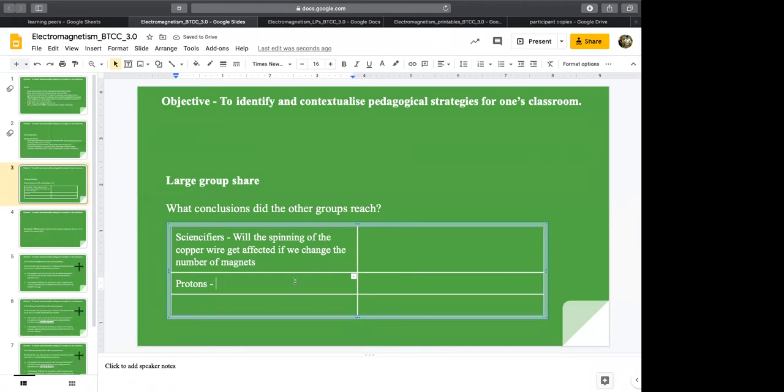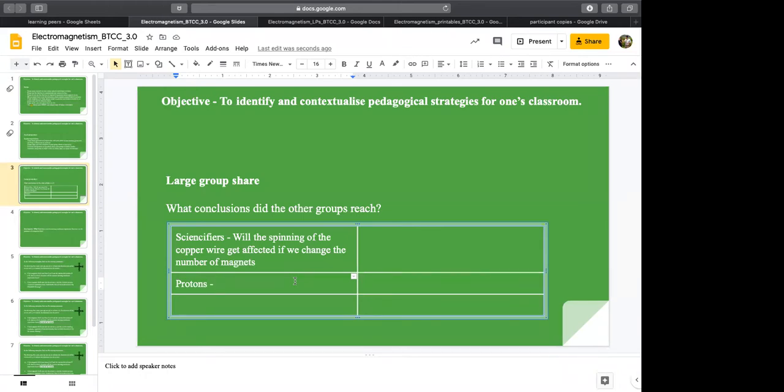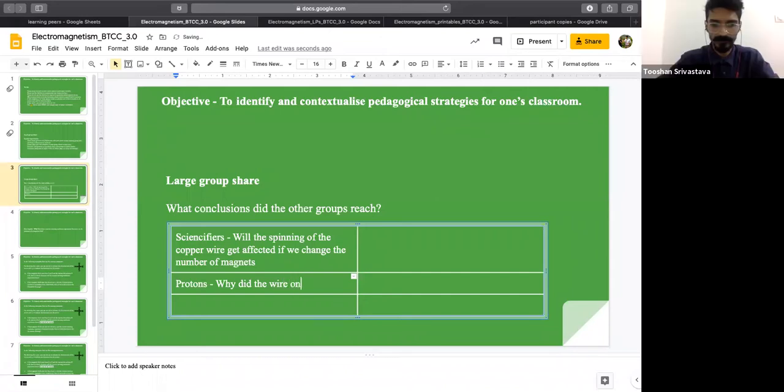Okay. So can I request one proton to share what your question is? Yeah. Hi. So we're Team Protons, and our question that we were thinking about was that if the wire was experiencing some force, then why was it just rotating? Why didn't it fall off or move any other way? Okay. All right. Can you please nominate someone else?